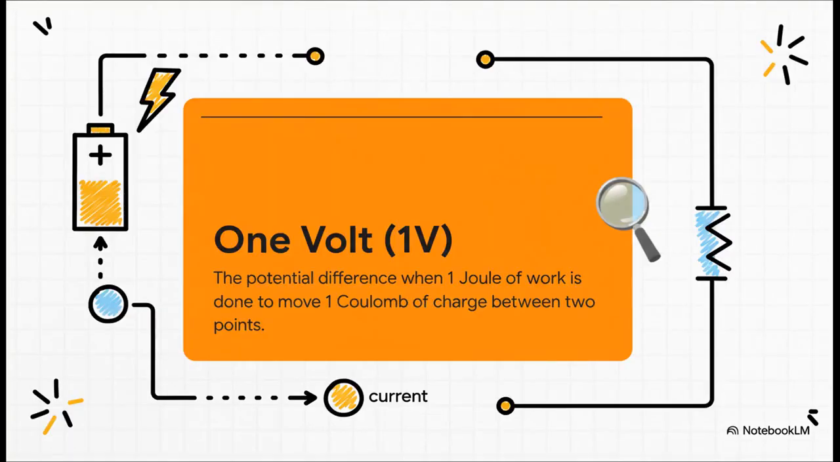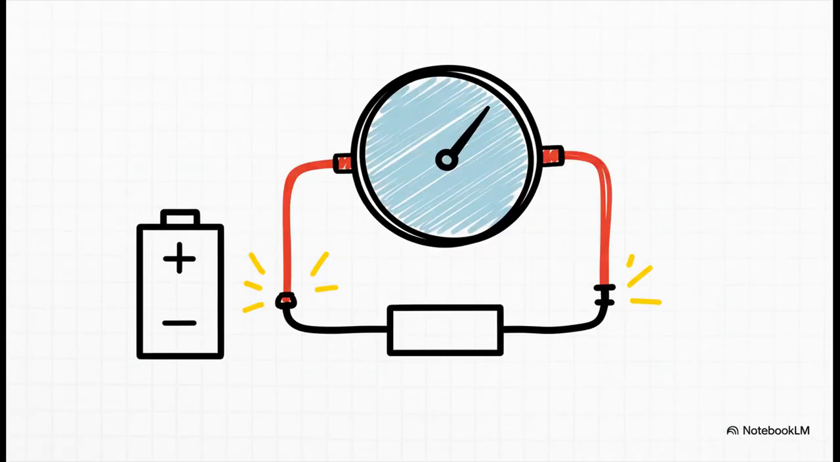And here's the crucial point. We officially define 1 volt as the amount of electrical push we have when it takes exactly 1 joule of energy to move 1 coulomb of charge between 2 points. It's just a clean, direct, one-to-one definition. And to measure this in a real circuit, we don't just guess. We use a special tool called a voltmeter. You connect it to 2 different points, and bam, it tells you the potential difference, the voltage right between them.